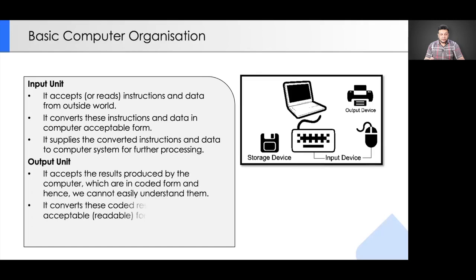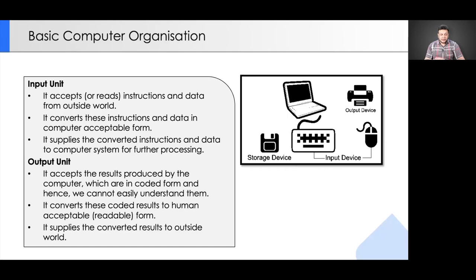Now if we look at the input unit, it accepts or reads the instructions and data from the outside world, which we call the input units or the users. It converts these instructions and data into a computer-acceptable form. Those inputs are converted into binary format, which is understandable by the computer. Then the same is supplied to various components, like the CPU, and over there the ALU will perform certain tasks, depending on what the user has asked for.